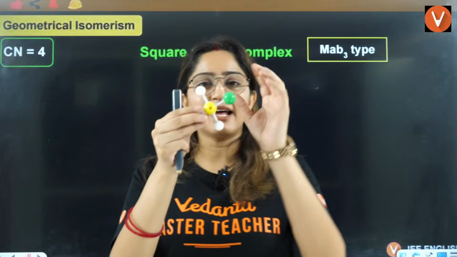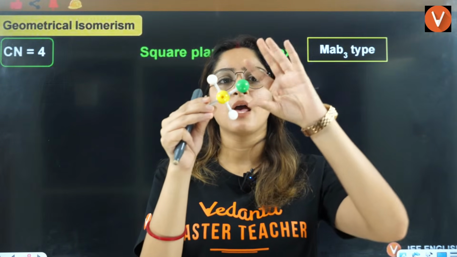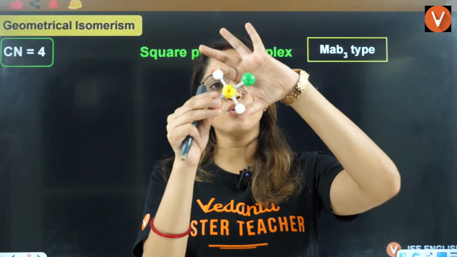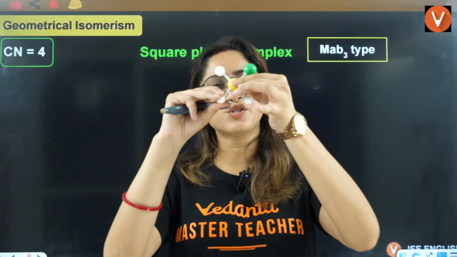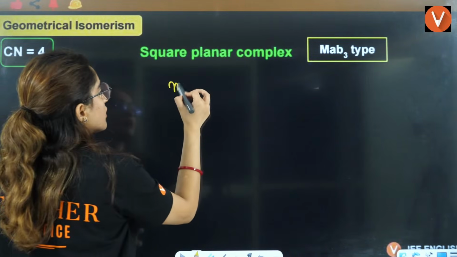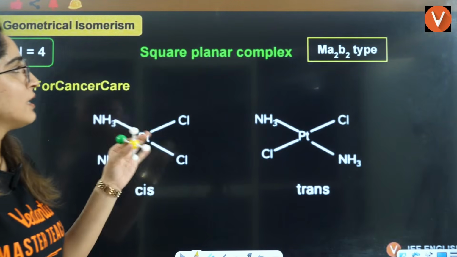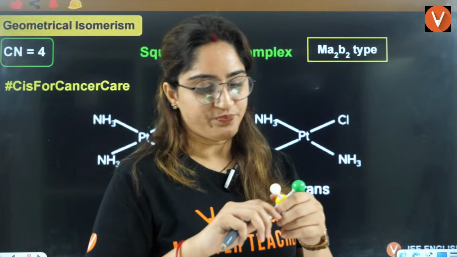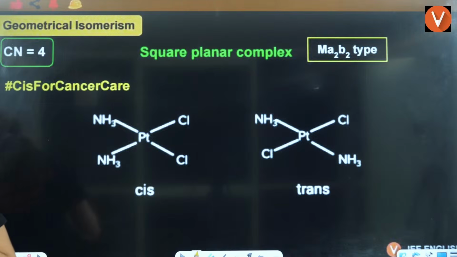Next is MAB3. If I say that this is A and this is B, okay? This is B. Again, these two can be trans, but these two can also be cis. So there is no point of cis and trans, no GI. Next is the A2B2. Okay, you will have two same atoms and two same atoms.